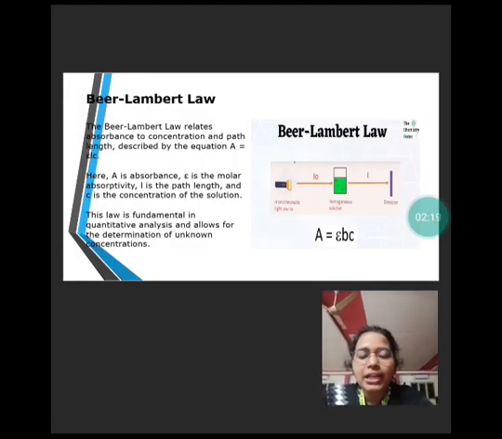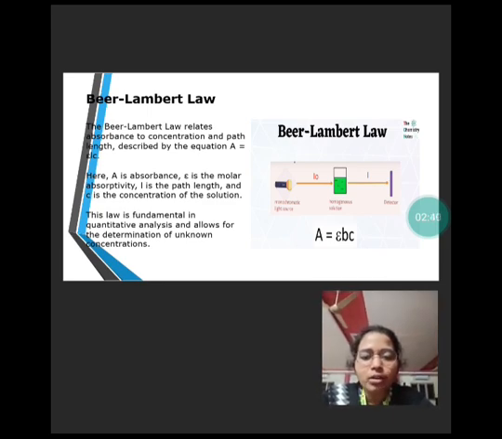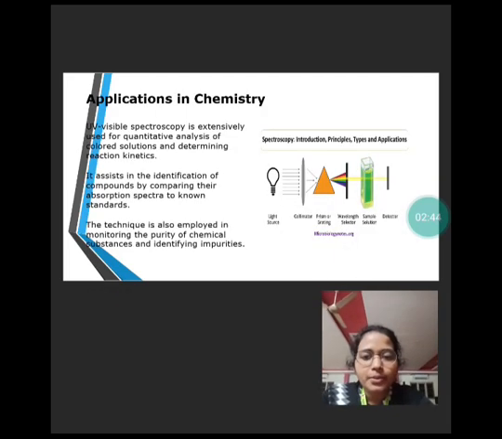Beer-Lambert's law. The Beer-Lambert's law relates absorbance to concentration and path length, described by the equation A equals epsilon times C times L. Here A is absorbance, epsilon is molar absorptivity, L is the path length and C is the concentration of the solution. This is fundamental in quantitative analysis and allows for the determination of unknown concentrations.